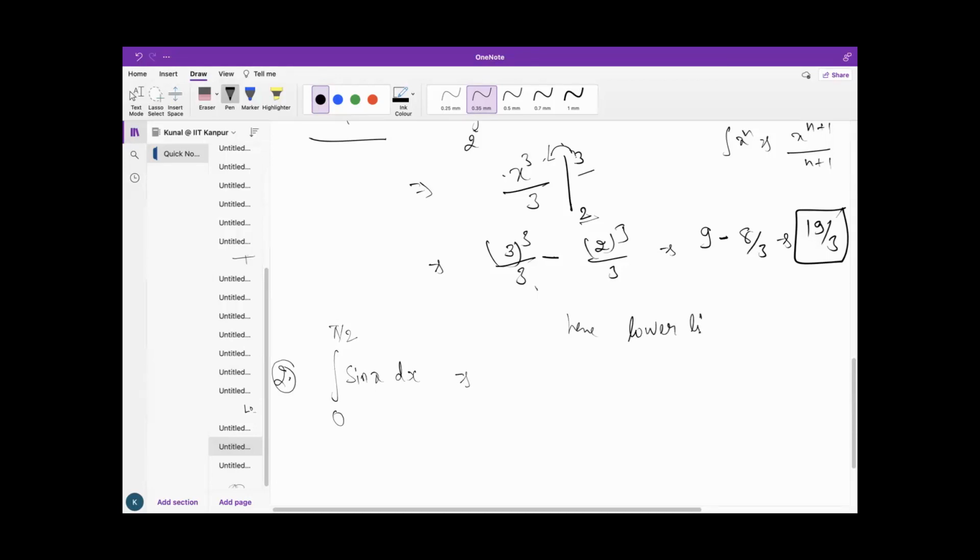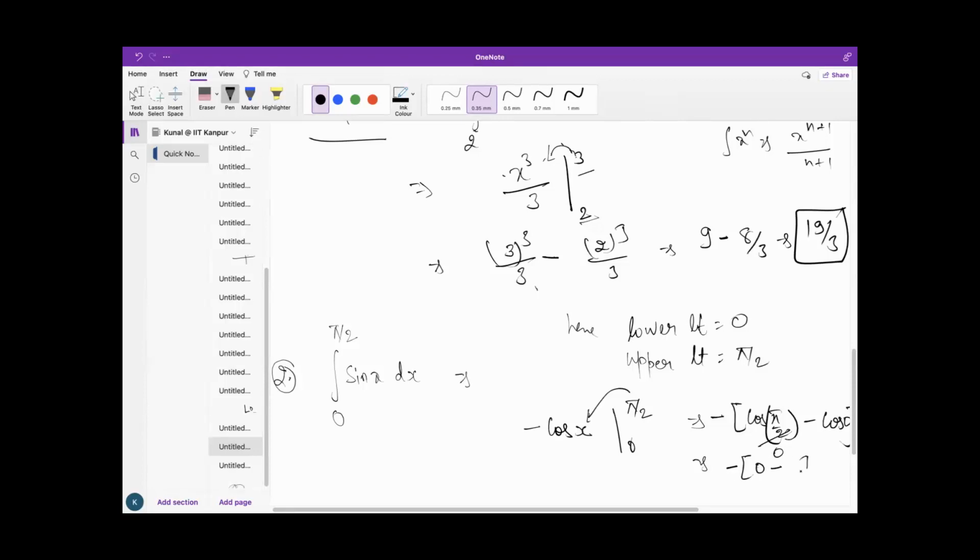Lower limit is 0 and upper limit is pi by 2. So we know that the integration of sine x is minus cos x. So we have to put the limit from 0 to pi by 2. We first put x equal to pi by 2 and then put 0. So we take the minus outside: cos pi by 2 minus cos of 0. We know that cos pi by 2 is 0, so it will be 0 minus, and cos 0 is 1.